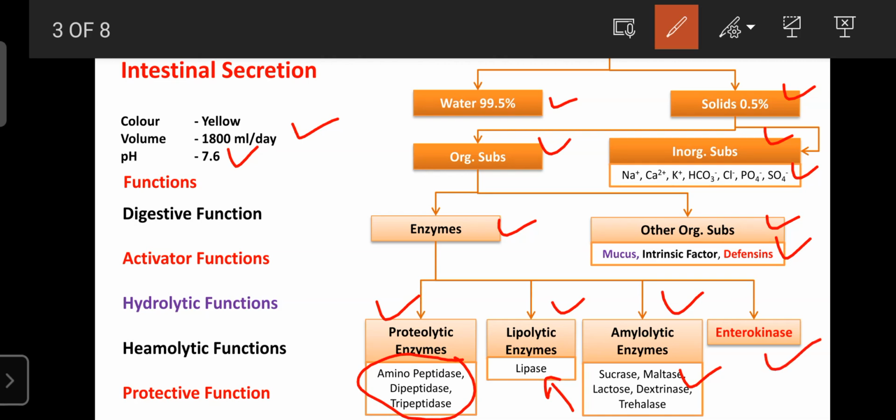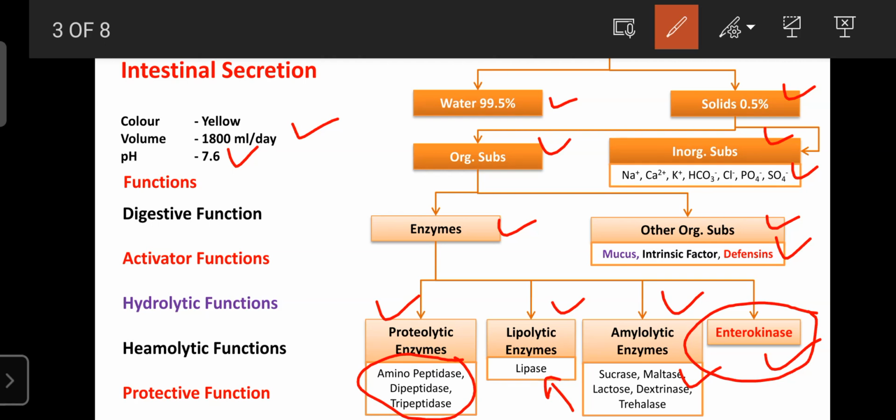It can control the movement of the GIT, that is the small intestine, as well as initiate the secretions from the intestinal gland, the pancreatic gland, and from the gallbladder in the form of bile. That is the role of the enterokinase. That enzyme is also present in the intestinal secretion.